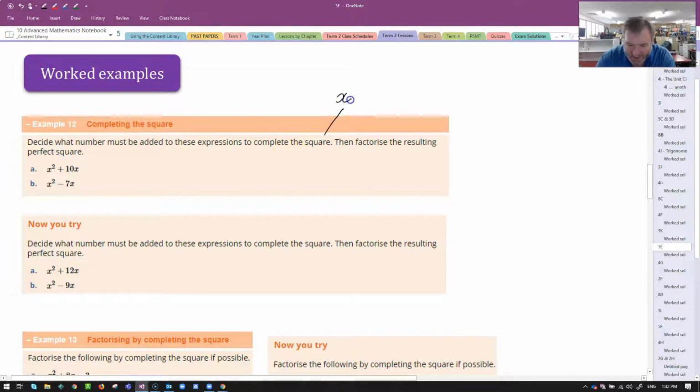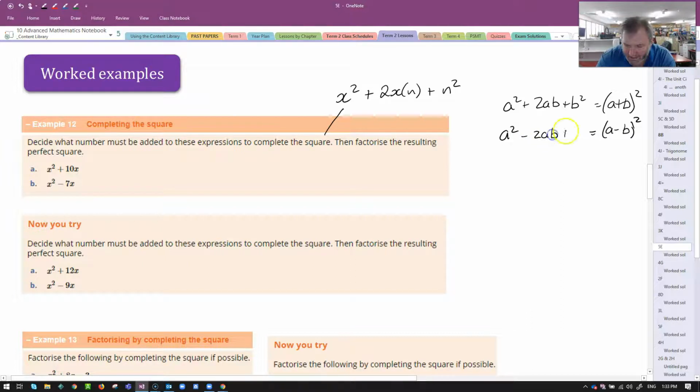We want to make x squared plus 2x times some other number plus that number squared. That's really what we're trying to create. I always like to think of it as just a squared plus 2ab plus b squared, because we know that's a plus b all squared when we first learnt that expansion. And of course, if it's a minus, we'll include that too, because I think part b is going to include one with a negative. We want it to look like a squared minus 2ab plus b squared.